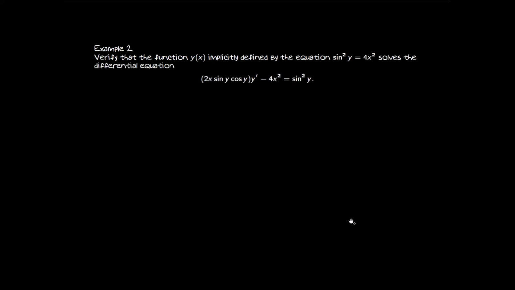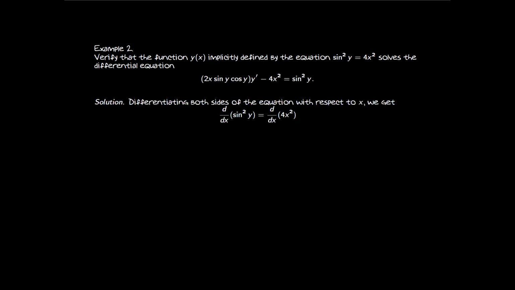Example 2. This one is similar to example 1. We once again get some function y implicitly defined from this equation, and we want to check whether or not it solves the differential equation. So we'll use the same approach. We do the implicit differentiation. First of all, we take the derivative of this equation with respect to x.